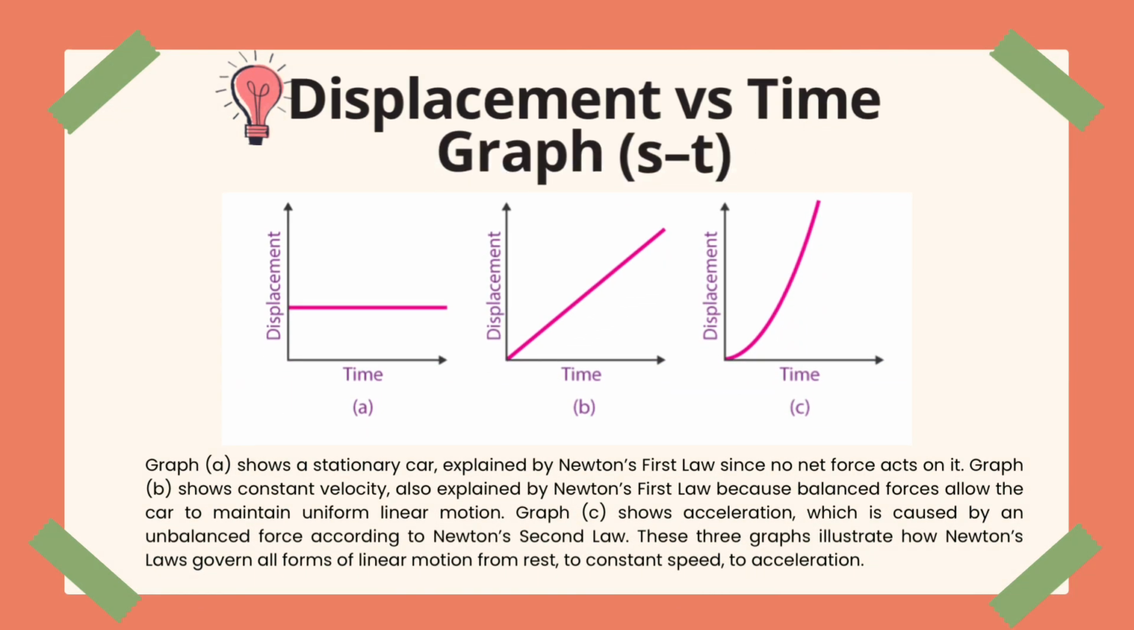Let me show the relationship between the displacement versus time graphs. Graph A shows a stationary car, explained by Newton's first law since no net force acts on it. Next, graph B shows constant velocity, also explained by Newton's first law because balanced forces allow the car to maintain uniform linear motion. Lastly, graph C shows acceleration, which is caused by unbalanced force according to Newton's second law. These three graphs illustrate how Newton's laws govern all forms of linear motion, from rest to constant speed to acceleration.